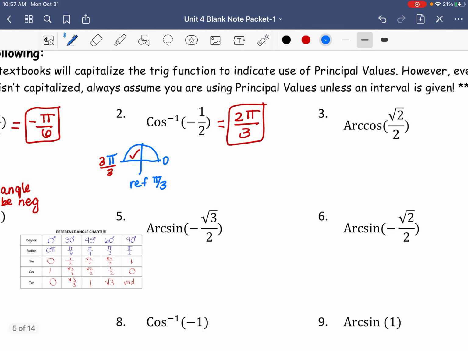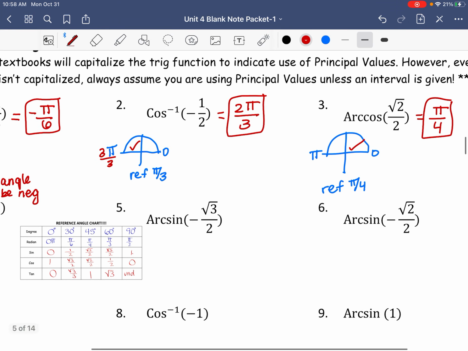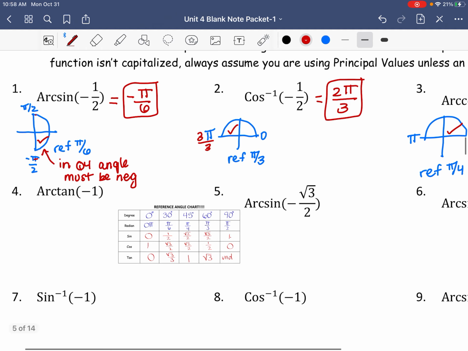Let's try this next one. Arc cosine. Quadrants 1 and 2, that's where we're restricted to. We say, okay, this is positive root 2 over 2. Which of these two quadrants is the cosine positive in? Quadrant 1. My reference angle, look at your chart, is pi over 4. And in quadrant 1, my answer is just pi over 4.